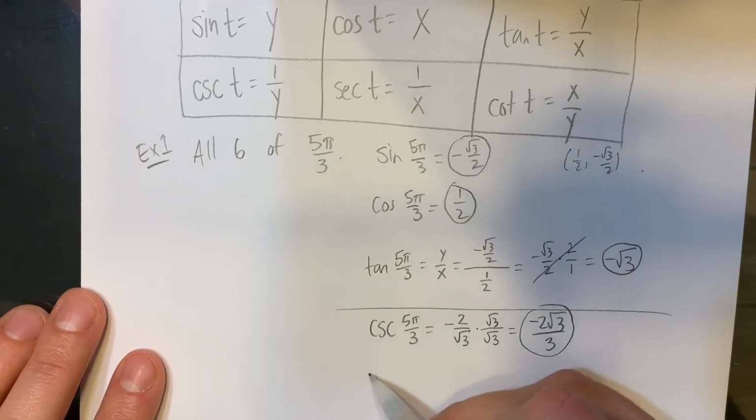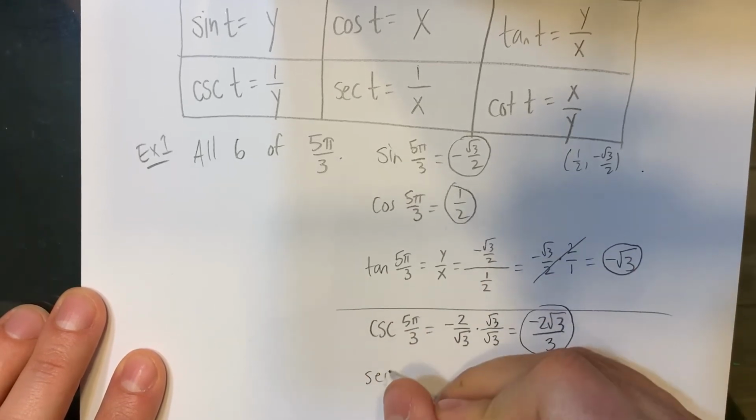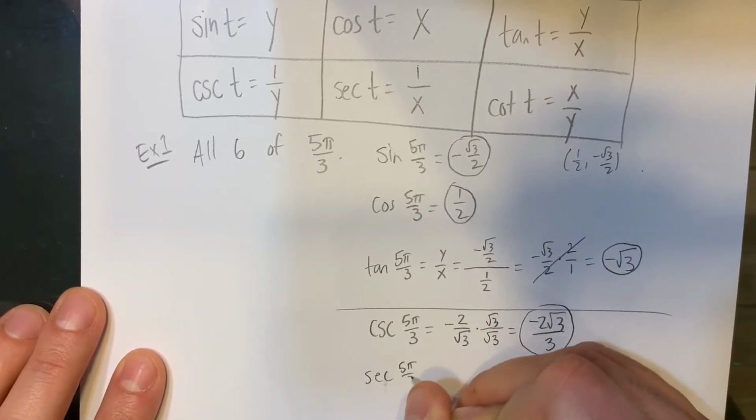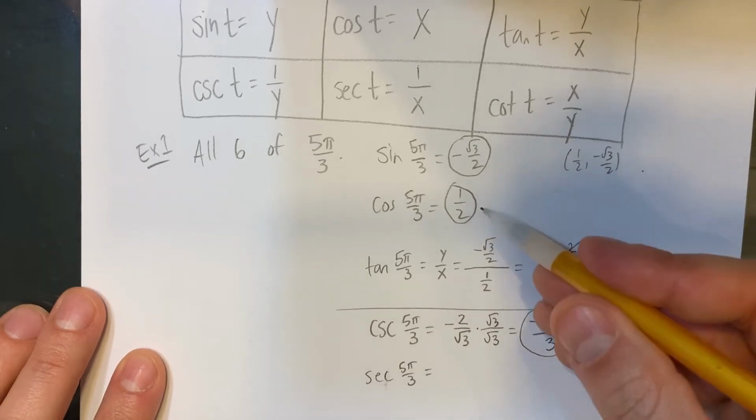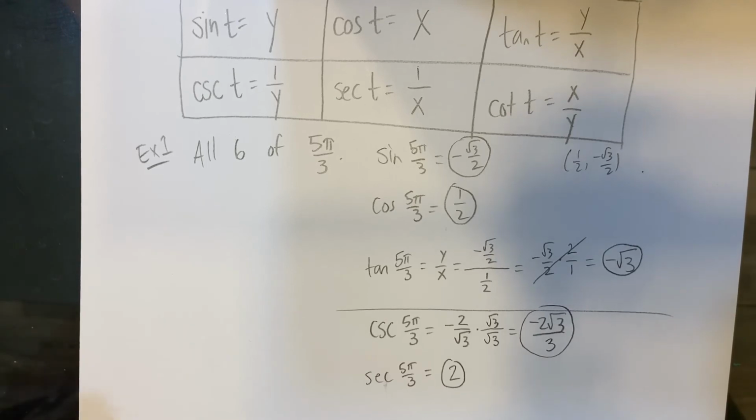Let's try the same thing with secant. Secant of 5 pi over 3 is going to be the reciprocal of cosine, and the reciprocal of 1/2 is just 2. That one was easy.